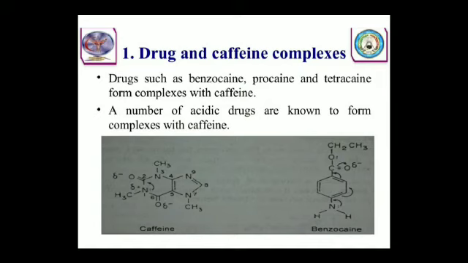In the caffeine molecule, the nitrogen at the first position is more strongly electrophilic or acidic. It is capable of withdrawing electrons by the oxygens at the 2 and 6 positions. The positive center of nitrogen offers a site for complexation. Coming to the benzocaine molecule, the ester becomes polarized in such a way that the carbonyl oxygen acts as a base.